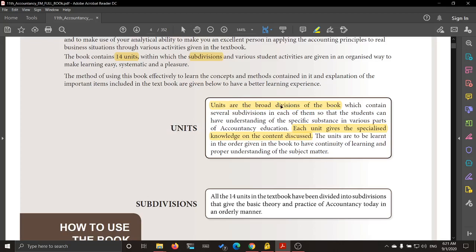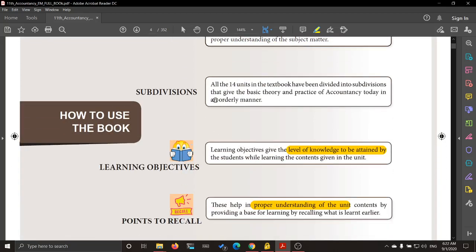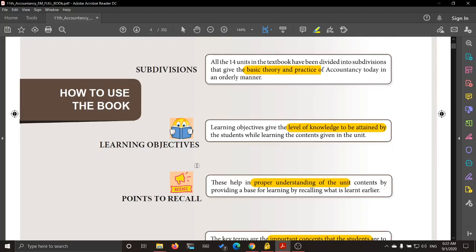Okay, so like chapters, and whatever concepts you have to study, they have put them under the unit. So each unit gives a specialized knowledge on the content discussed. Whatever has been discussed in that particular topic, they tell you about it. So subdivisions are also there. That gives a basic theory. It gives you the basic theory and practice of accountancy in a very orderly manner. Okay, so divisions or subdivisions are there.